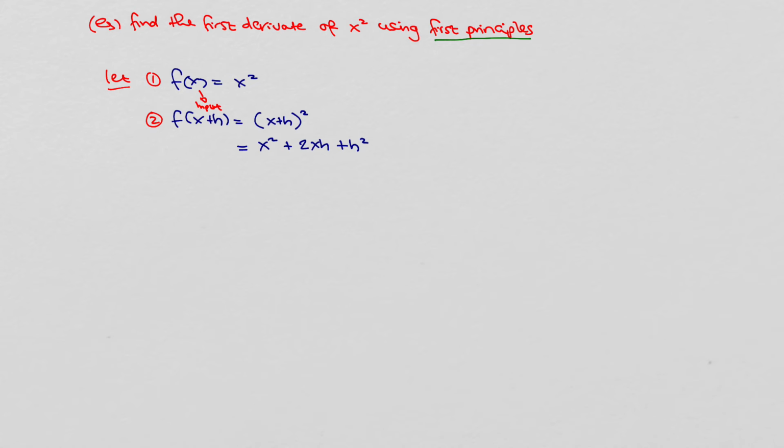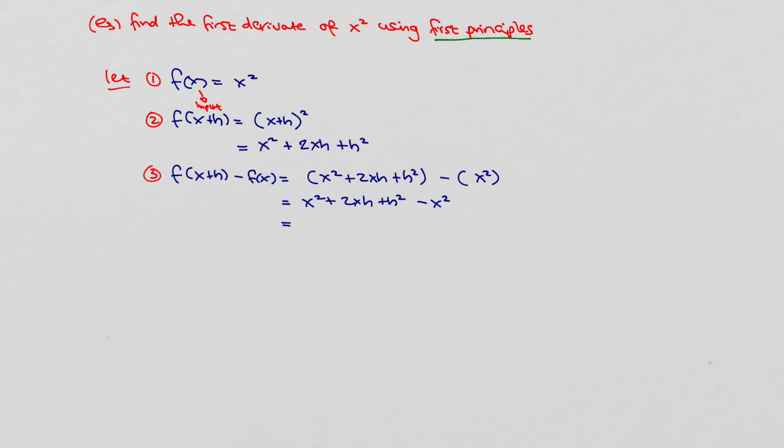Step 3 then is where we take step 2 and step 1 and we subtract. And we must use brackets here. So we have x squared plus 2xh plus h squared minus step 1, which was x squared. And now if I get rid of those brackets, we are simplifying before we move on to our next step every single time. So I can see that there is an x squared and a minus x squared. So therefore that leaves me with 2xh plus h squared.